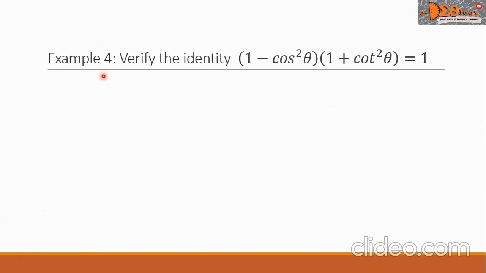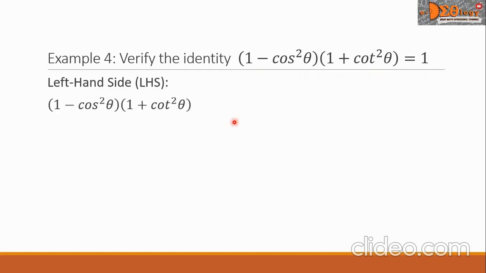Let us have example 4. Verify the identity: the quantity 1 minus cosine square theta times the quantity 1 plus cotangent square theta equals 1. Let us write the left hand side. So here it is now.